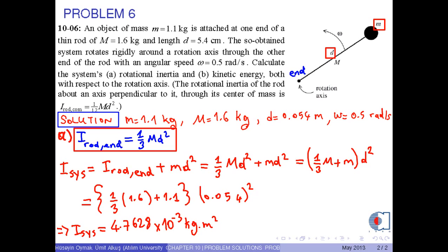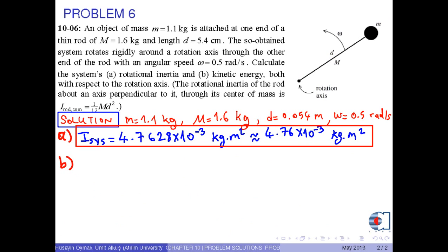Notice that the unit of the rotational inertia is kilogram times meter squared. And the result in 3 digits is approximately 4.76 times 10 to the power minus 3 kilogram times meter squared. Okay, in this part, we have found the system's rotational inertia. Now, let's find the kinetic energy of the system with respect to the rotation axis.